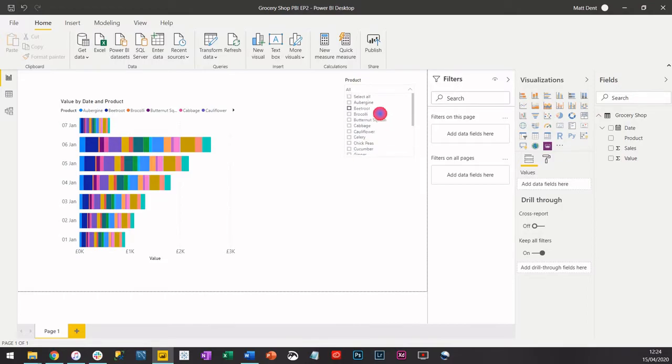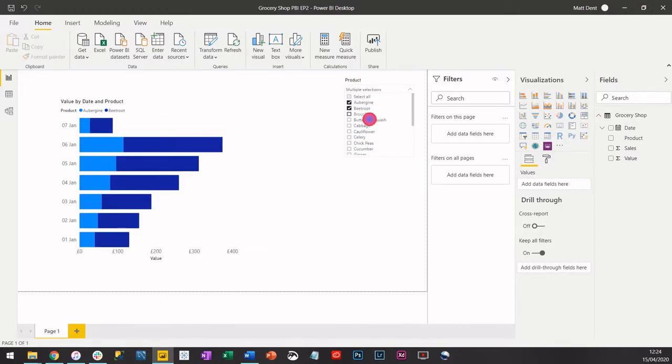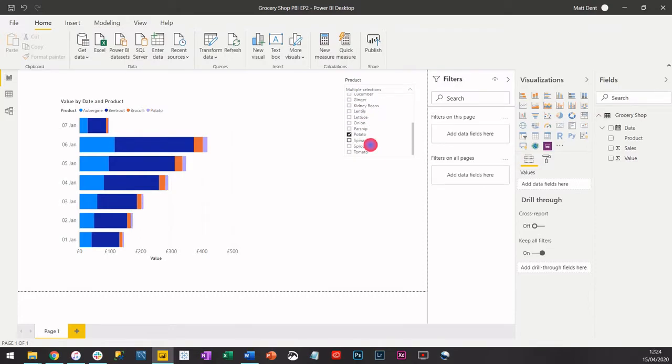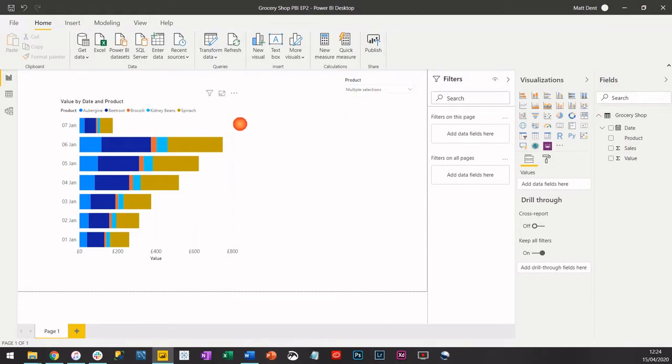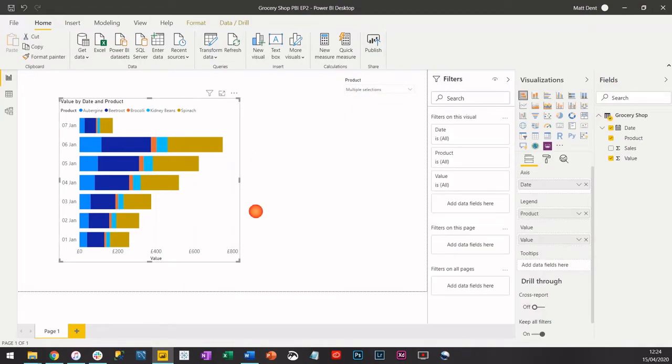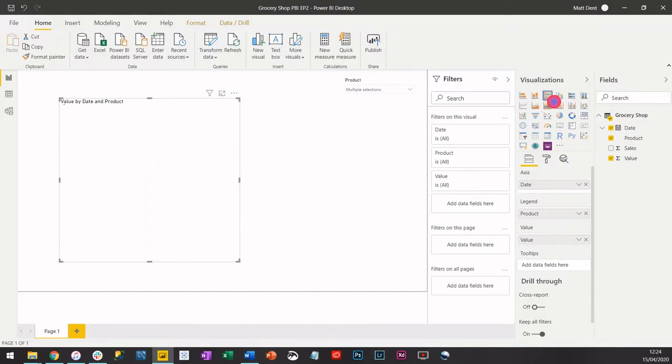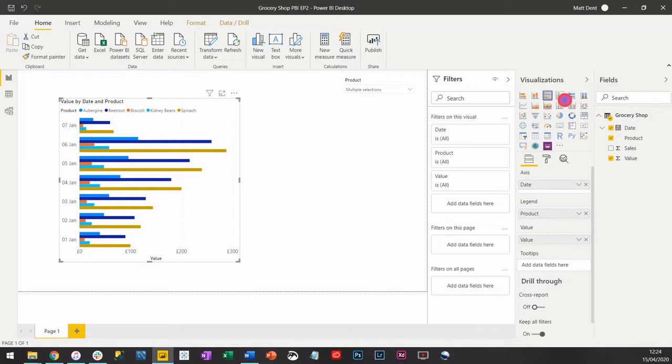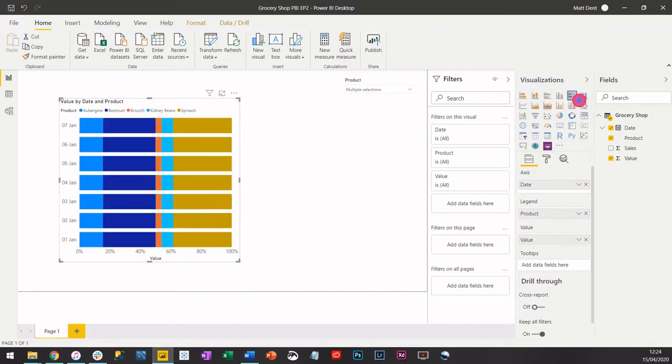but it allows us to still select or deselect what products we want. So if I do those 5 again, kidney beans. There's our 5 products that we're interested in for this purpose, and again we can just change what charts we want to be looking at.